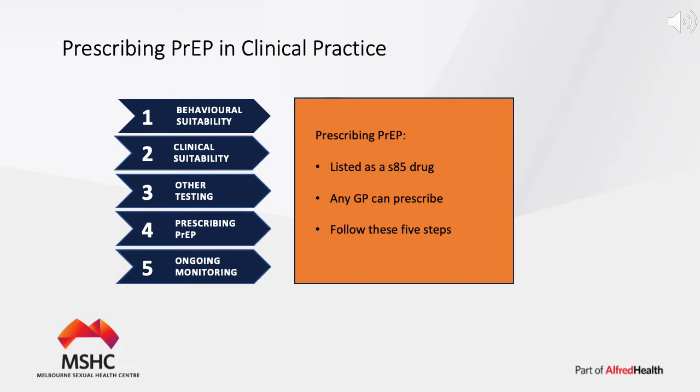But basically, when you're prescribing PrEP, there are 5 golden rules to follow. You determine their behavioral suitability, determine their clinical suitability. Then you look at other testing strategies like hepatitis A and B, hepatitis C. Then you prescribe PrEP as suggested in the guideline, and then you monitor these patients on an ongoing basis to determine their ongoing need for PrEP.